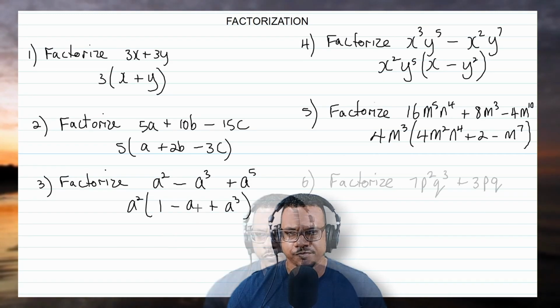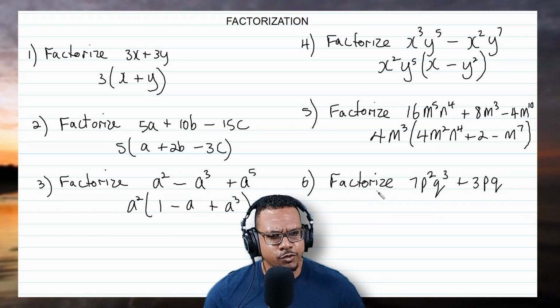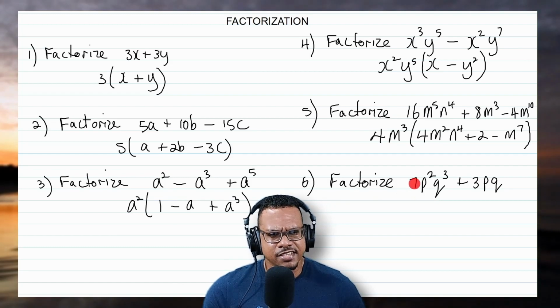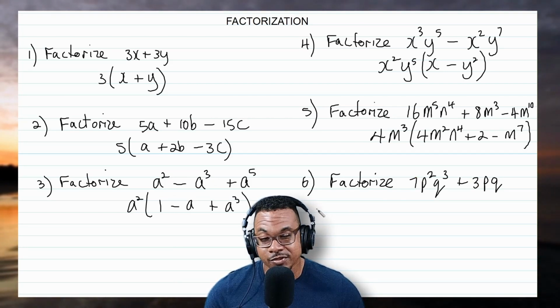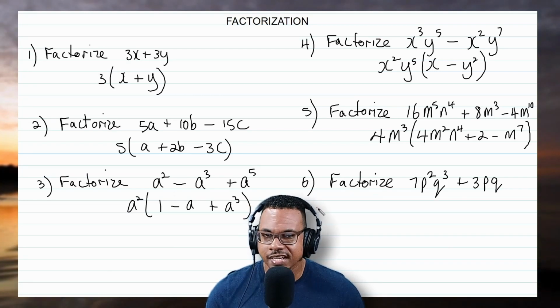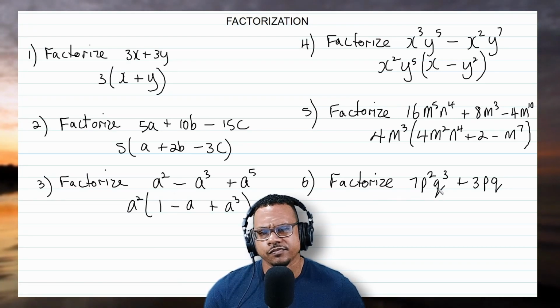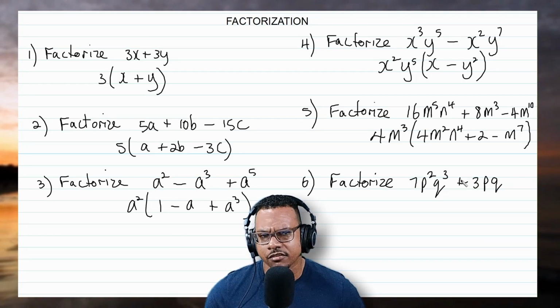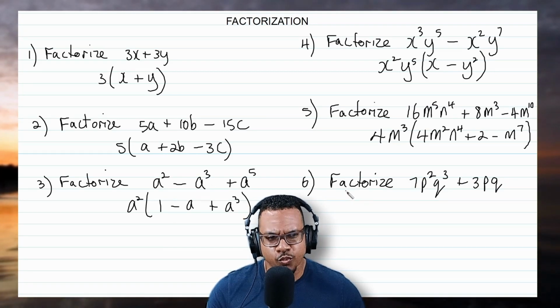And that's the answer there. Alright, so this is the last one we'll do on this type. So here we have 7p squared q cubed plus 3pq. Now, when I look at the numbers first, I see 7 and 3. Obviously, there's nothing, I wouldn't say nothing here, because 1 could always go into any number. So there's nothing higher than 1 that could go into both 7 and 3. So I have no choice but to use 1.